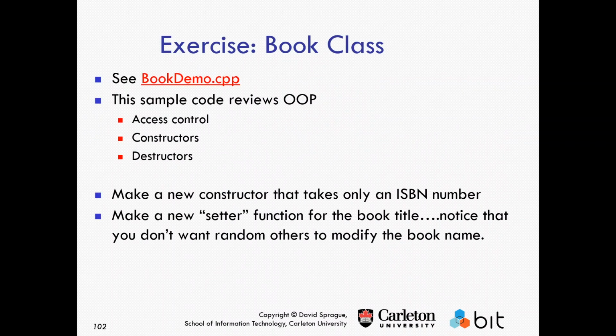Okay, and I want to see setter methods, ISBN numbers. That's the unique identifier number for a book, in case you're wondering what an ISBN number is.